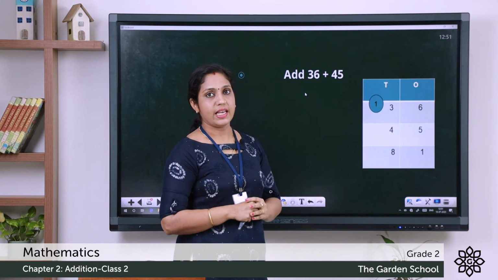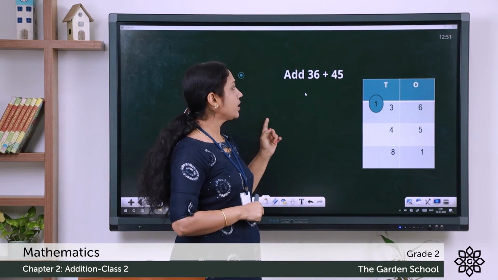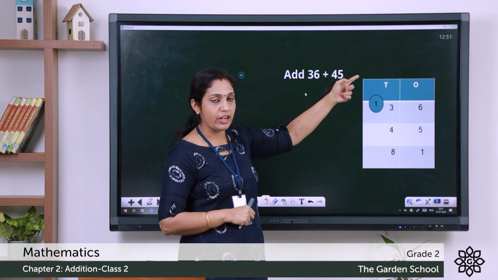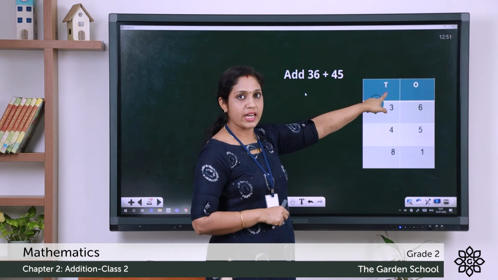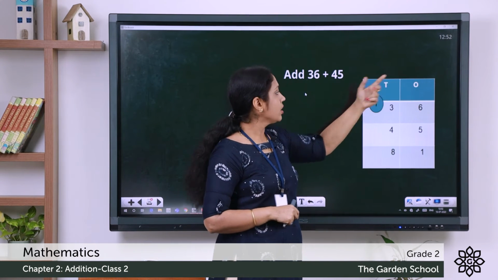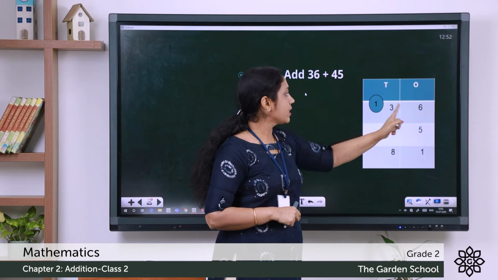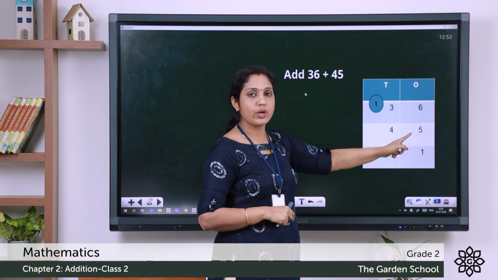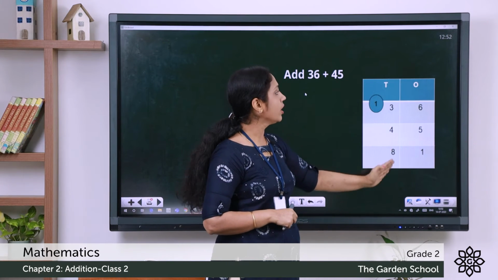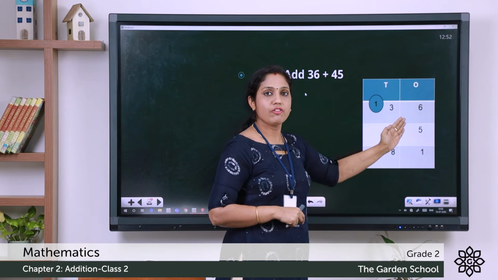Let us take another example. Here we have 36 plus 45. So, we wrote T is tens and O is ones. So, 36 plus 45. We have to add from the ones position. What is 6 plus 5?